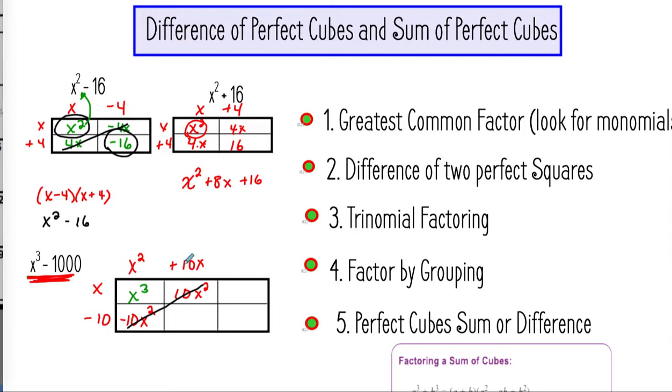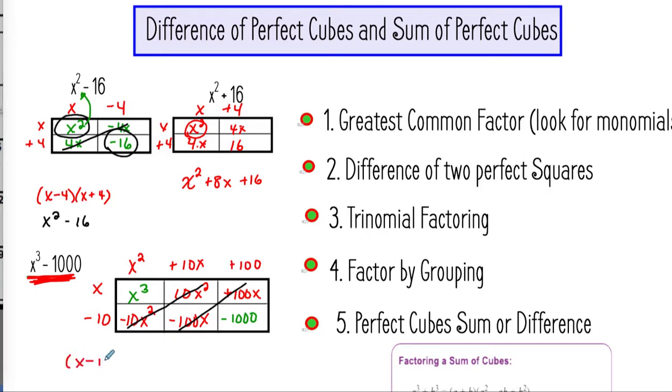To keep it going now in your box, you'd have to say 10x times negative 10 is negative 100x. But once again, when I come back over here, I don't have a linear term. I have nothing raised to the first power. So what's going to cancel that out? A positive 100x. There, they would cancel each other out. So what did I multiply by to get a positive 100x? A positive 100. Positive 100 times negative 10 gets me my negative 1,000. And there I have in green my difference of perfect cubes factorization.